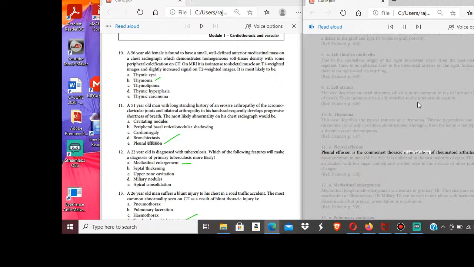11E. Pleural effusion. Effusion is the commonest thoracic manifestation of rheumatoid arthritis, much more common in men. It is unilateral in the vast majority of cases. The fluid is an exudate with low sugar content and is often seen in the absence of other pulmonary changes. Ref. Dähnert, P.